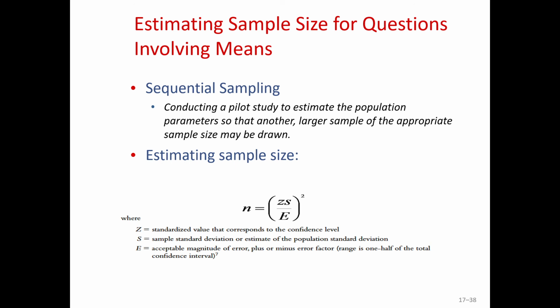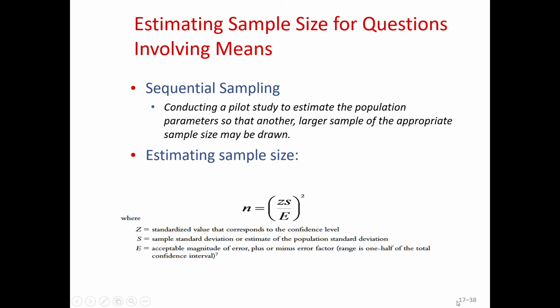Ideally, similar studies conducted in the past will give a basis for judging the standard deviation. In practice, researchers who lack prior information may conduct a pilot study to estimate the population parameters so that another larger sample of appropriate size may be drawn. And this procedure is called sequential sampling. Researchers take an initial look at the pilot study results before deciding on a larger sample to provide more precise information. A rule of thumb for estimating the value of the standard deviation is to expect it to be about 1/6 of the range.